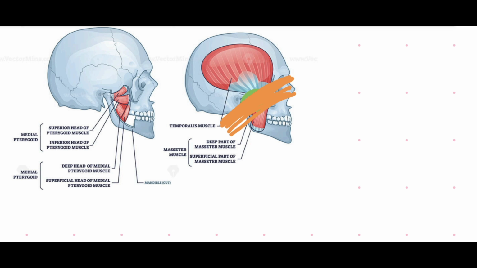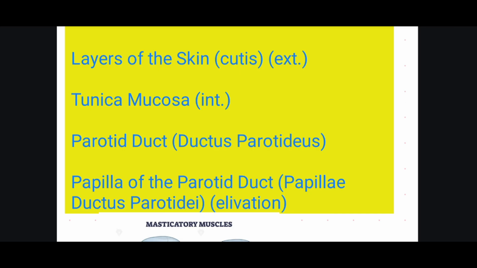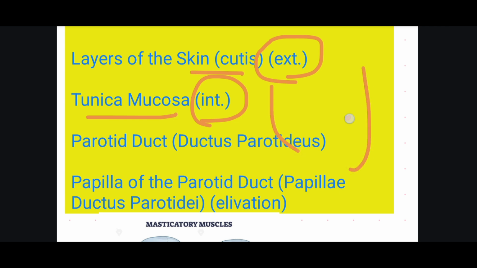external fat pad, here we can see skin, layers of the skin. So the external layer is called the skin, that is the cutis. The internal layer is called tunica mucosa, and then there is a duct. Like this is the mouth, there is a small hole-like structure in your cheek, the internal area of the cheek, that is the parotid duct. So let's see it in the image.